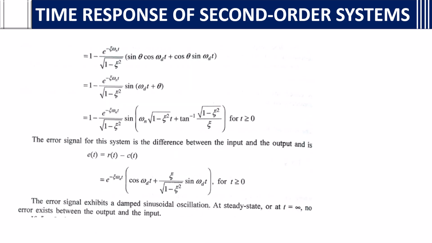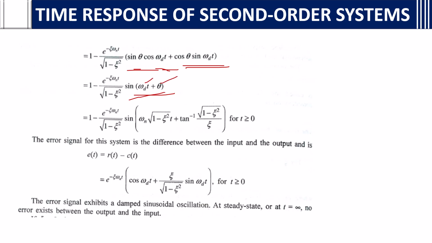If you continuously do, you will get sin theta cos omega dt, cos theta sin omega dt. Then e power minus zeta omega nt divided by root of 1 minus zeta square. This is nothing but the sin of a plus b formula: sin a cos b plus cos a sin b. So sin of a plus b. Here a is omega dt and theta.